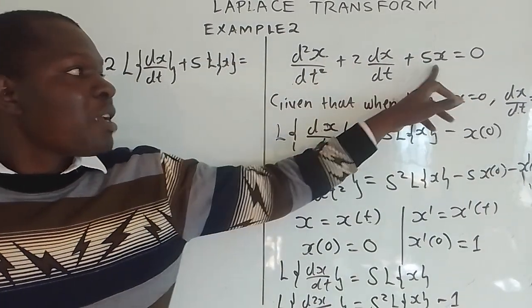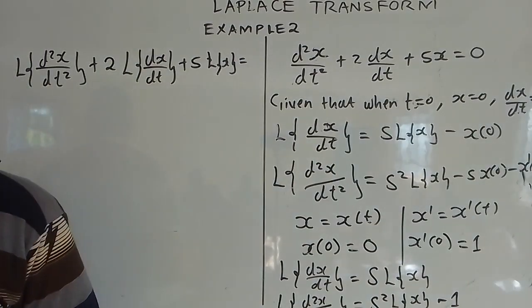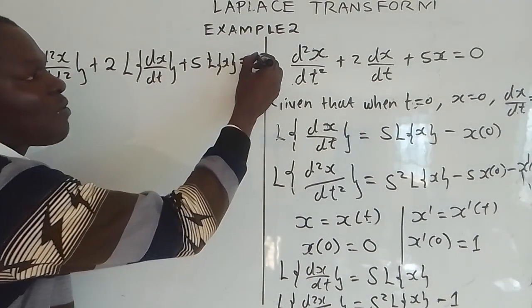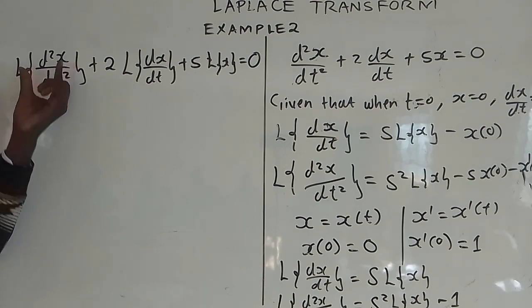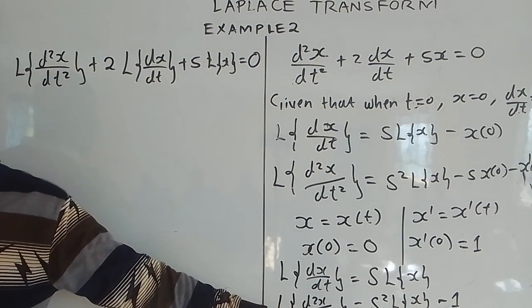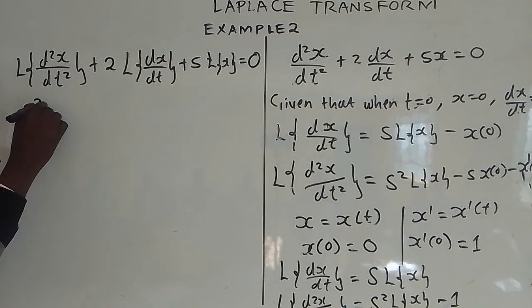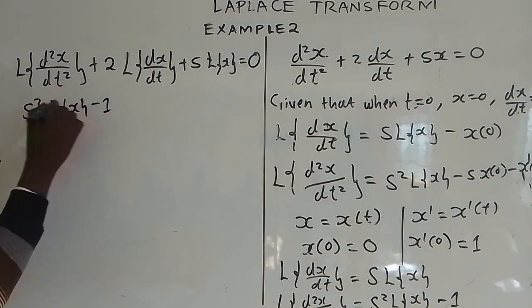You must introduce Laplace on both sides of the equation. When you have an equation, you can do anything on both sides of the equation, isn't it? Then it's equal to Laplace transform of 0. But Laplace transform of a constant is just 0. Are we together? Laplace transform of 0 is 0. So from here you start substituting. What is the Laplace transform of this second derivative? You found it here, isn't it? It is s squared Laplace transform of x minus 1.